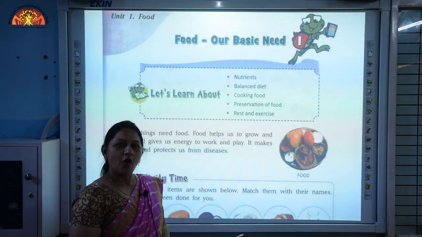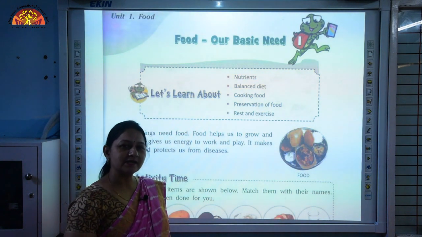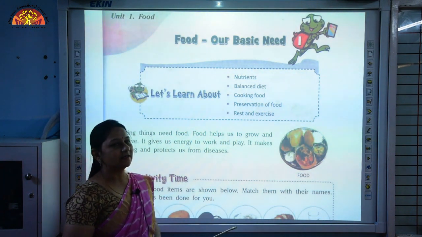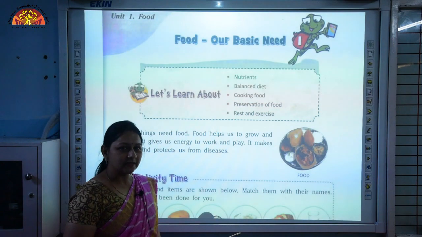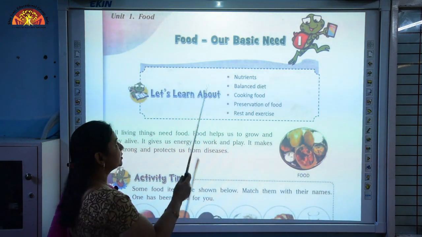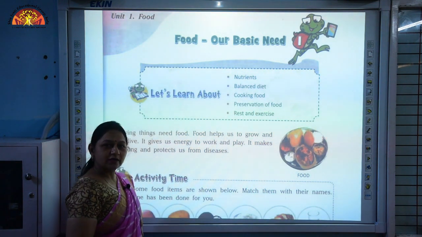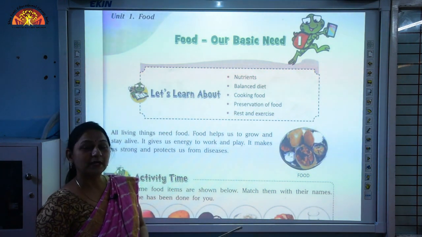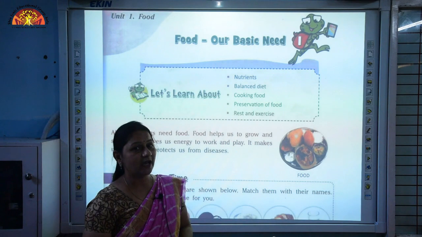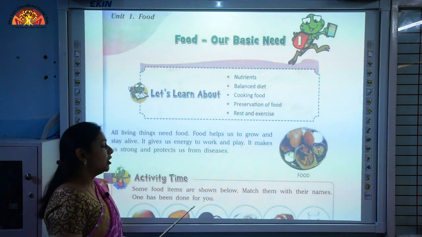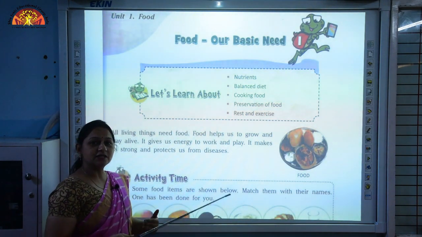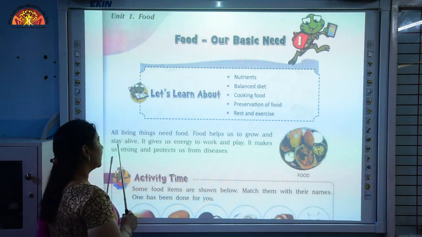So children, all of you open your books to page number 7 and pick up your pencils in your hand because we will be writing the internal questions also. So we are going to do chapter 1, food, our basic need. So children, we all have food, but have you ever wondered why do we have food? We have food because it gives us the energy to grow and stay alive.